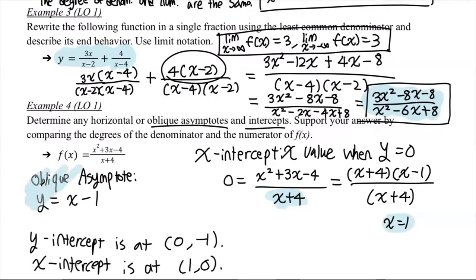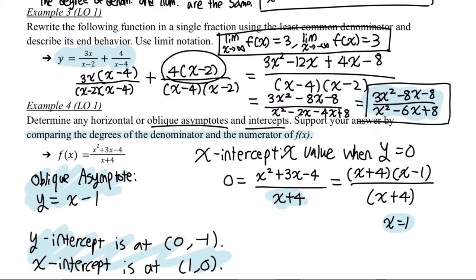That's correct. We have an oblique asymptote at y is equal to x minus 1, and we found two intercepts: one y-intercept at (0, negative 1), and one x-intercept at (1, 0). That is completely correct, and you can perhaps add an explanation that we can find the oblique asymptote because the degree of the numerator is exactly 1 more than the degree of the denominator. That's also good additional info to add.